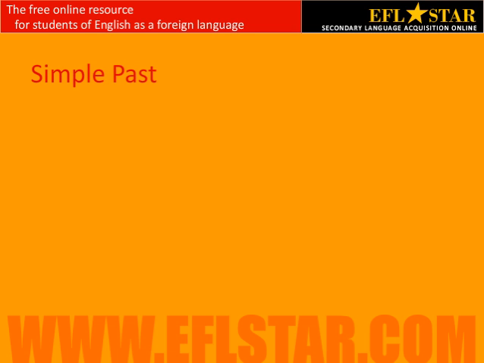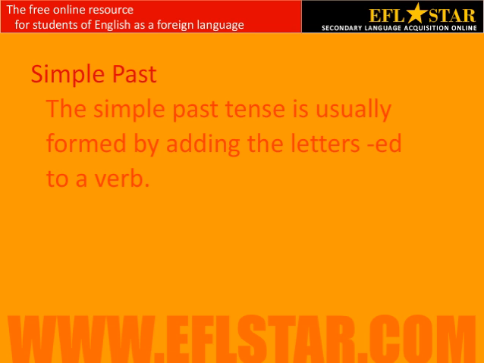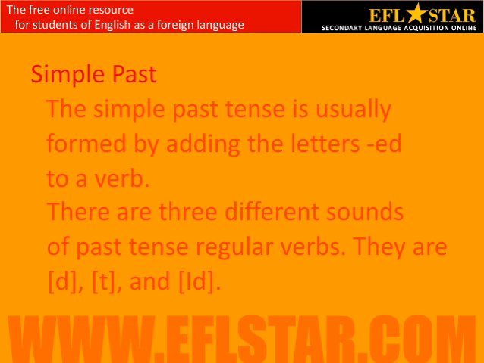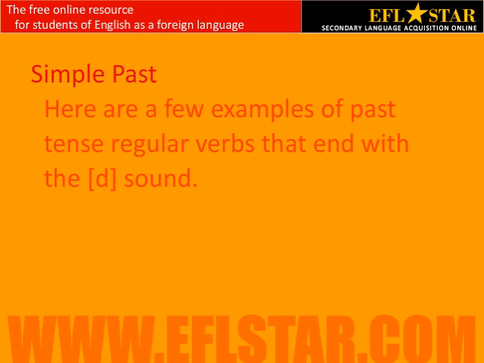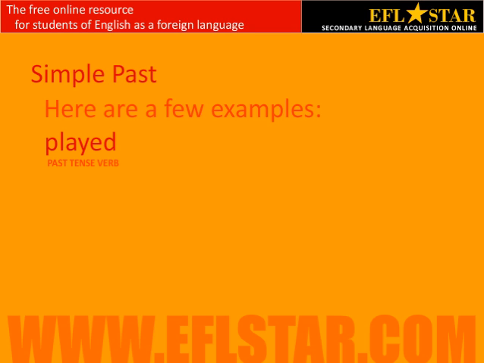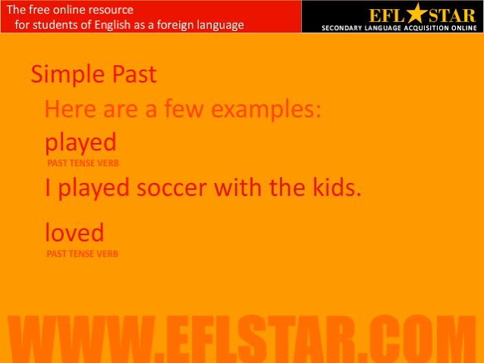Simple past. The simple past tense is usually formed by adding the letters ed to a verb. There are three different sounds of past tense regular verbs. They are d, t, and id. Here are a few examples of past tense regular verbs that end with the d sound. Played. I played soccer with the kids. Loved. She loved him very much.